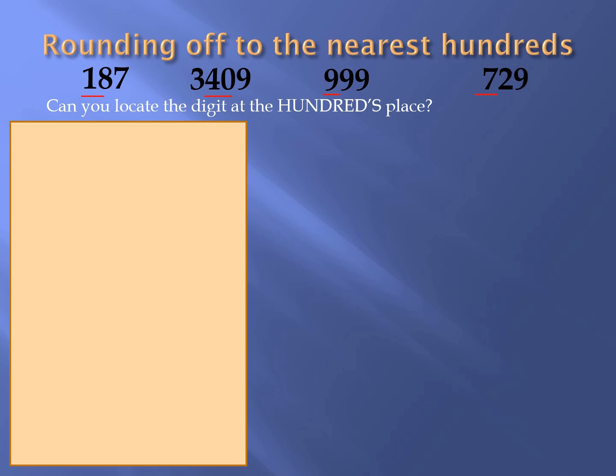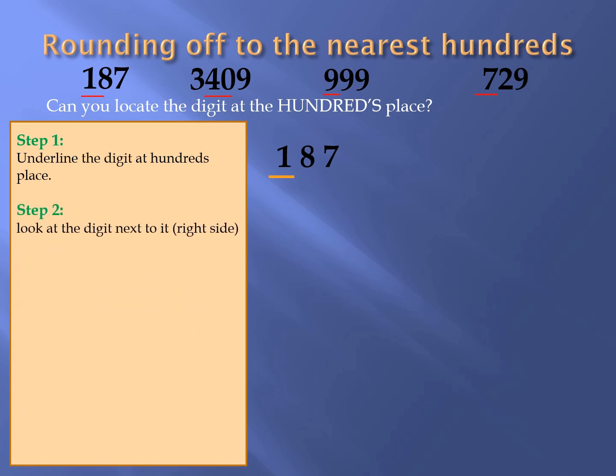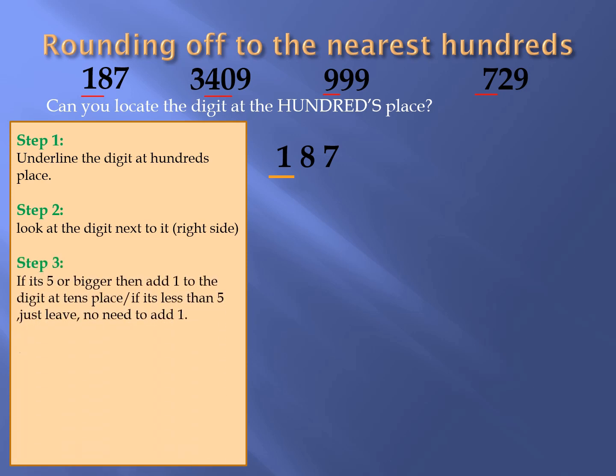Now we will do it stepwise. I have taken one number from them as an example. So first step, underline the digit at hundreds place. Which number is at hundreds place? 1. Very good. Now we have underlined it. Now you will look next door, the digit next to it to the right hand side. Which digit we have? 8.